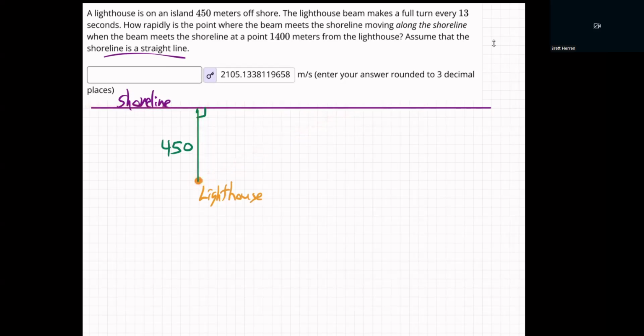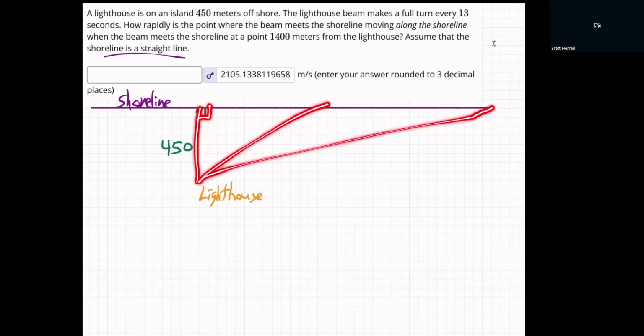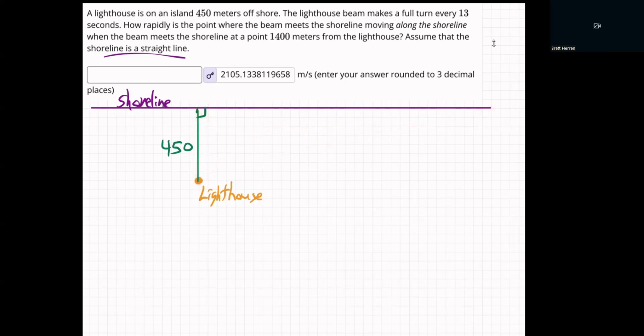Whenever we talk about the distance between a point and a line, the lighthouse is a point, the shoreline is a line. It's always the straight distance, right at 90 degrees, straight at it, not some other longer distance at some angle. So the distance something is away means at 90 degrees. That's just what it means to talk about distance.